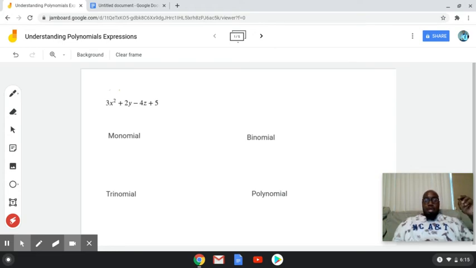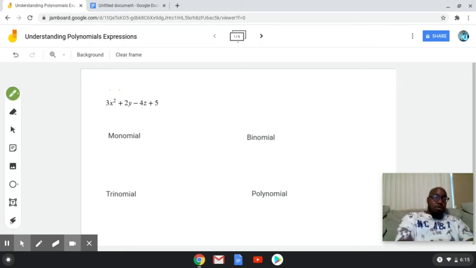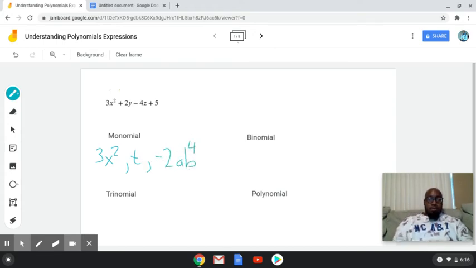Okay. Now, with these polynomials, there are different ways to name them. You can name them as a monomial, and a monomial is any type of polynomial that only has one term. Okay, so an example of a monomial would be something like 3x squared. Another example can be something like t. Another example can be -2ab to the fourth power. Okay. So those can all be examples, because again, they're just one term.